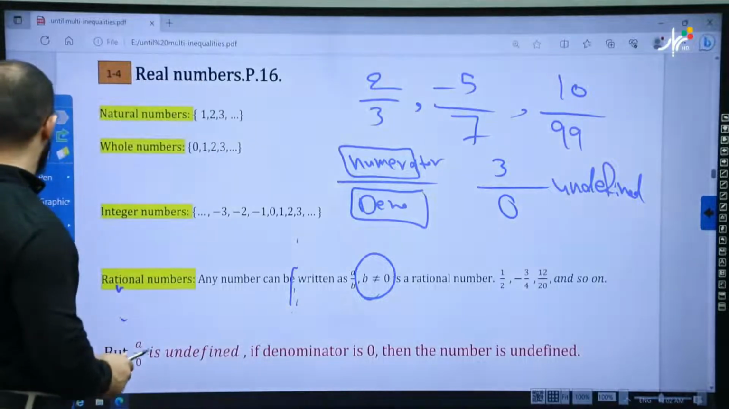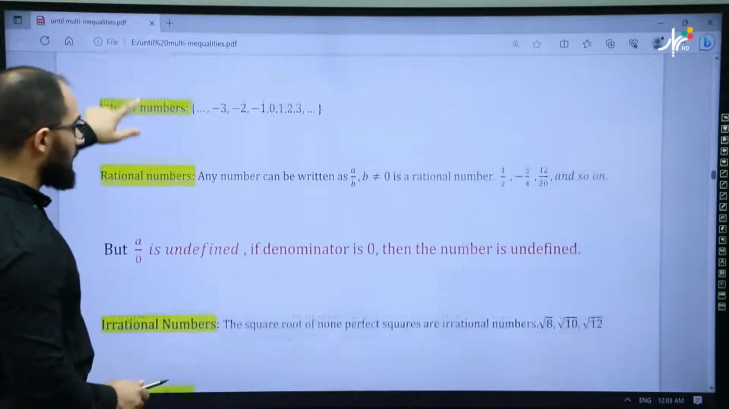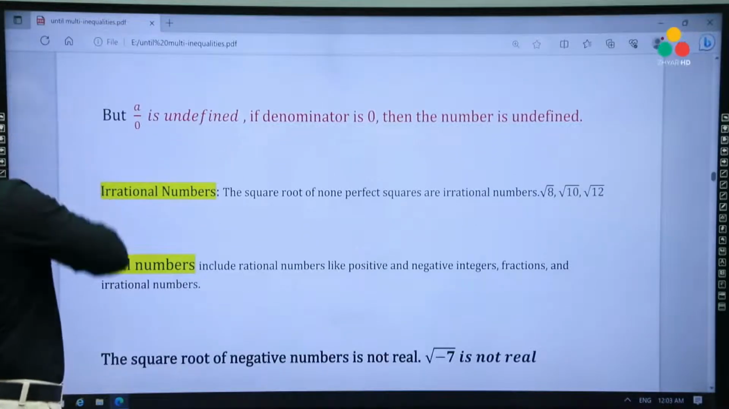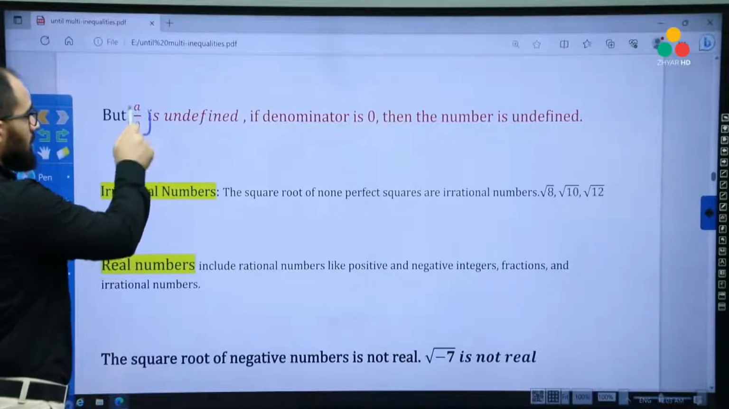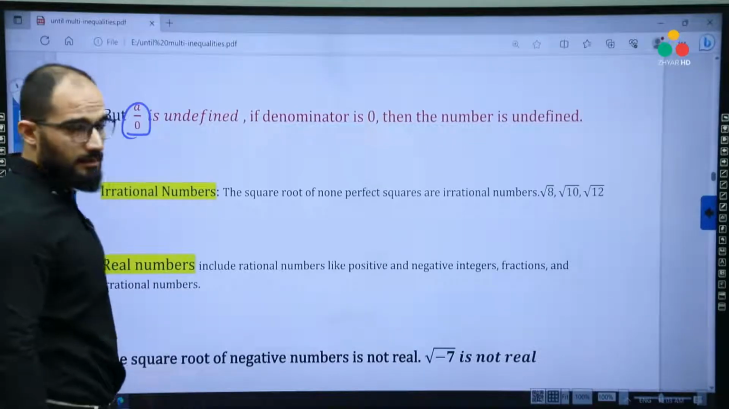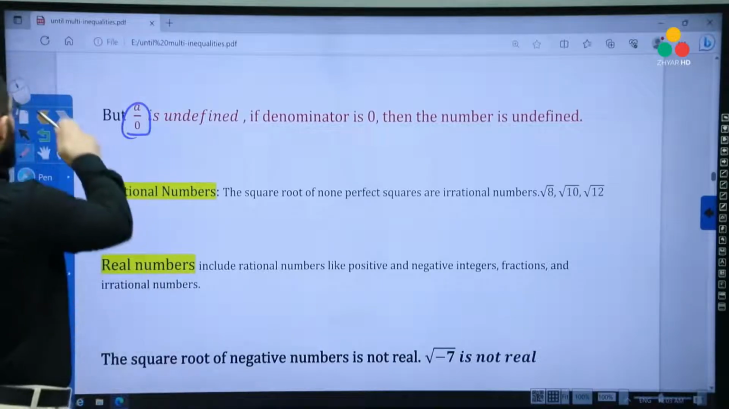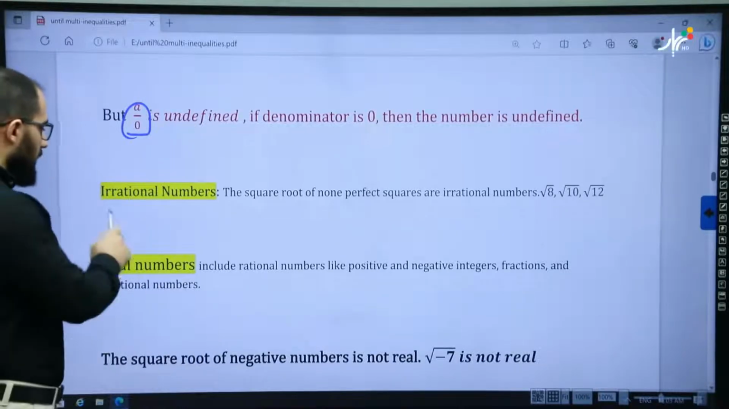Then the next set, and this is the same note that we explained: if the denominator is 0, it is undefined. Denominator cannot be 0. So the next set of numbers is irrational numbers.